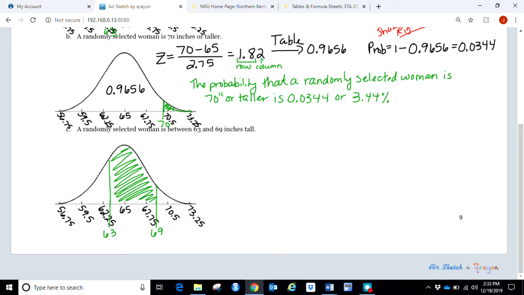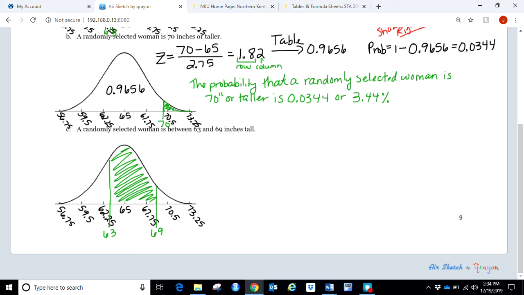Our next step is always to calculate our z-score. But this time I'm actually going to have two different z-scores to do. I'm going to have one for 63 and one for 69. So I'm just going to do that equation twice. 63 is not quite one standard deviation below the mean, so it's going to be between -1 and 0. 69 is a little bit more than 1, but not quite 2 standard deviations above the mean, so it's going to be between +1 and +2.